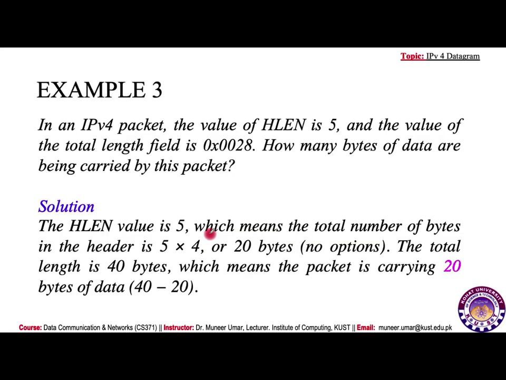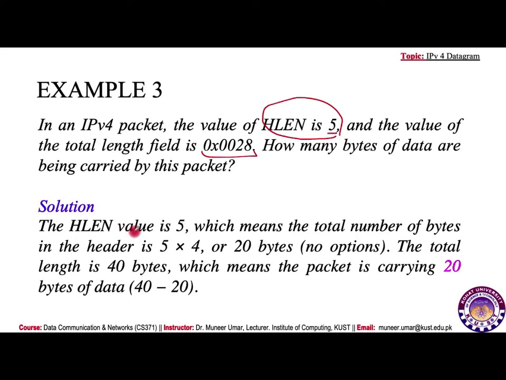Let's consider an example. In an IP version 4 packet, the value of header length is 5 and the value of total length field is hexadecimal 28. How many bytes of data are being carried by this packet? First, we must know the size of the header. So for that, we must multiply this 5 with 32 bits or 4 bytes.